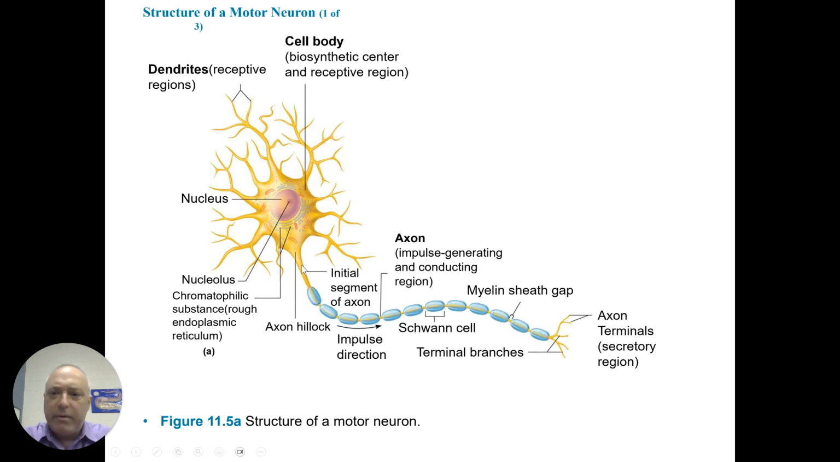Now you can see this motor neuron is myelinated. It's got myelin sheaths with gaps. These gaps allow what's called saltatory conduction, or propagation of the action potential. The action potential is able to jump over these areas of insulation, and it greatly enhances the speed of the action potential as it travels down this very long axon. So the direction of the impulse would be away from the cell body to the axon terminal.